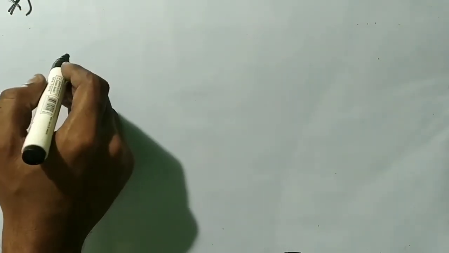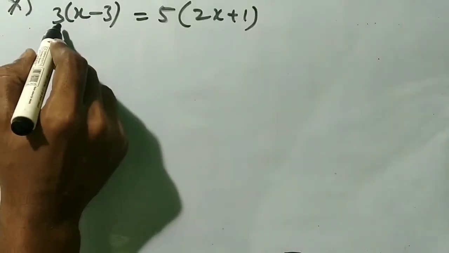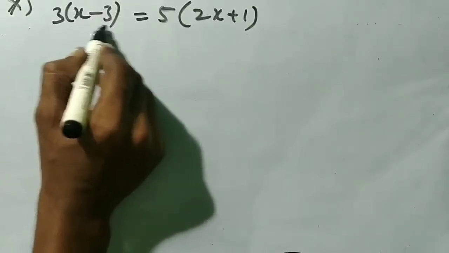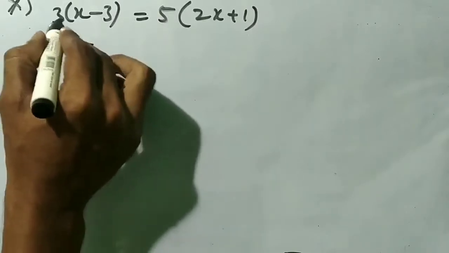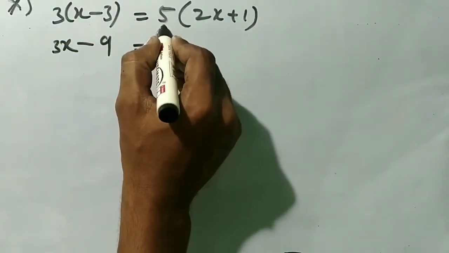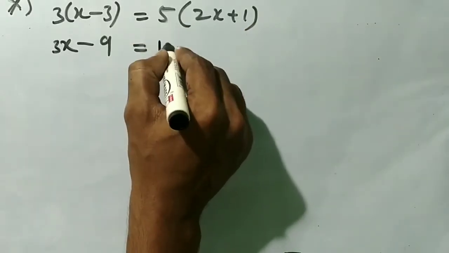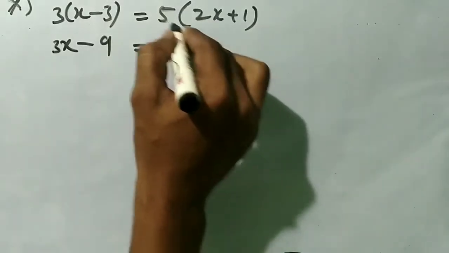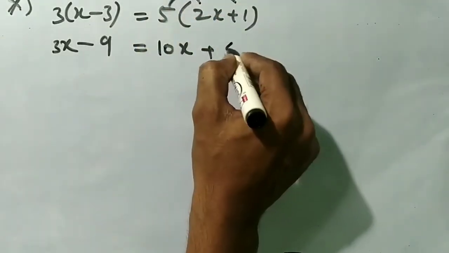Let's go to the 10th one from the second bit. That is a little bit lengthy but easy. So here we have to multiply the 3 with the whole bracket. So 3 into x, that is 3x, minus 3 3s are 9, is equal to, and we have to multiply the whole bracket with the 5. 5 2s are 10, 10x, plus 5 1s are 5.